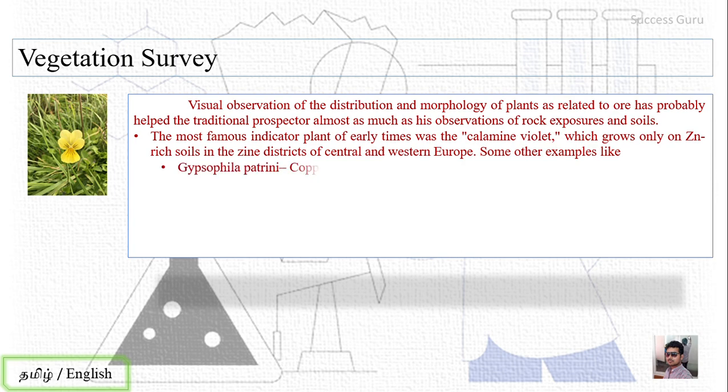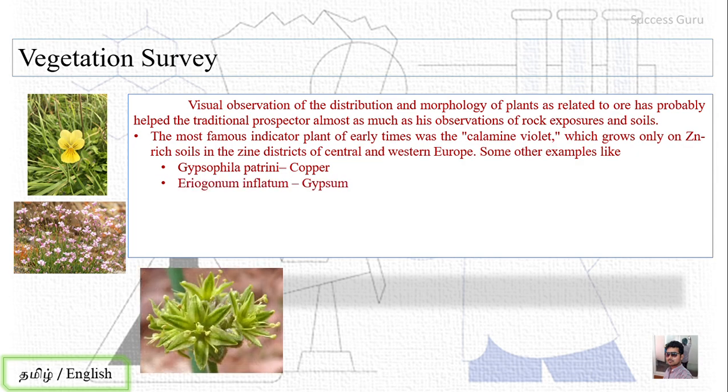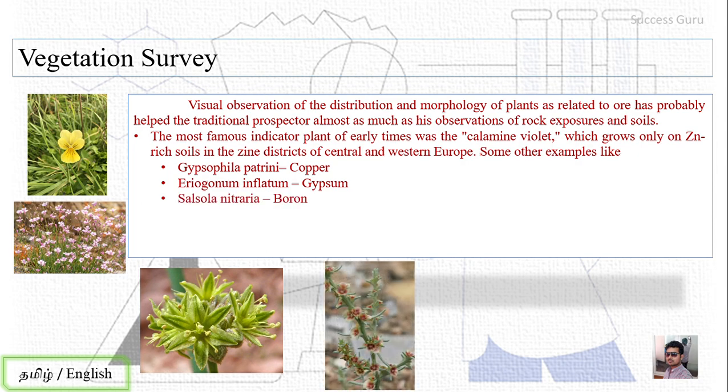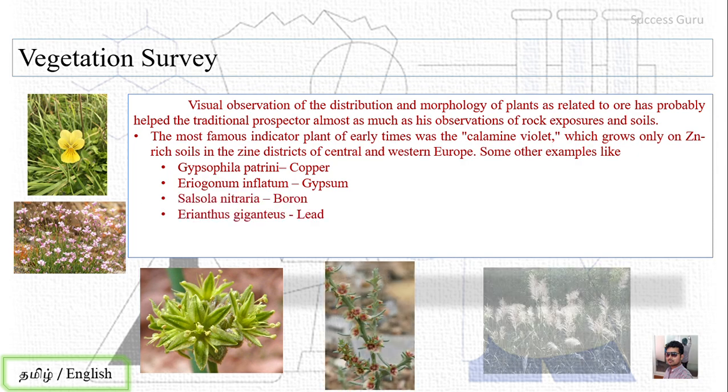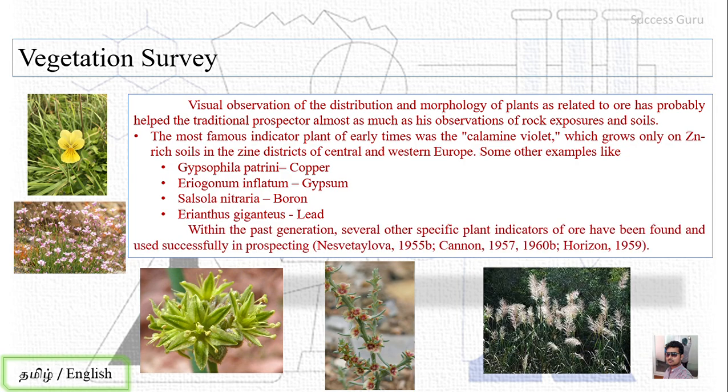Some other examples are Gypsophila patrinii, that grows dominantly in copper regions, and Eriogonum inflatum in gypsum regions, and Salsola nitrate in boron regions, and Erythrina giganteus in lead regions. Within the past generation, several other specific plants indicative of ore have been found and used successfully in prospecting. So this is what a vegetation survey is.